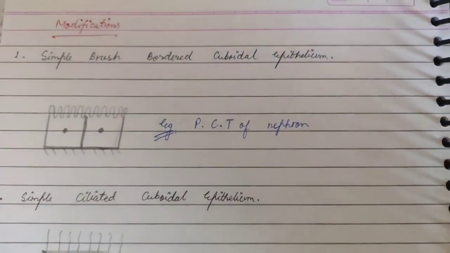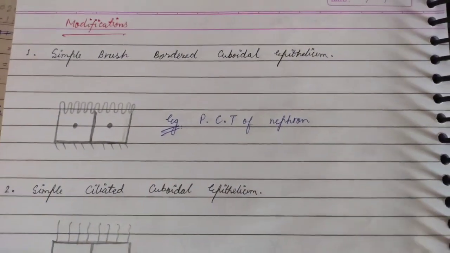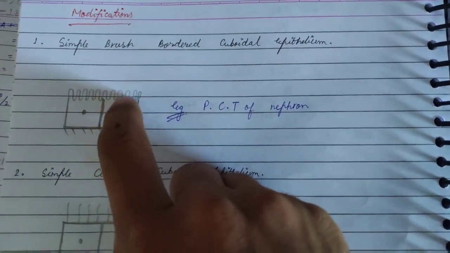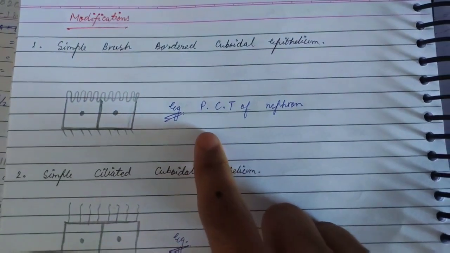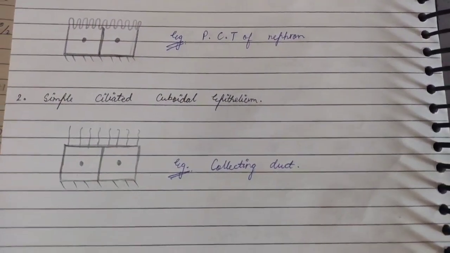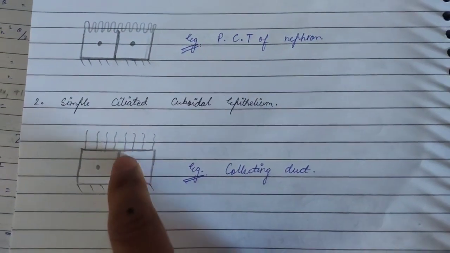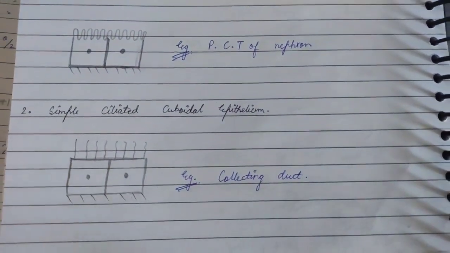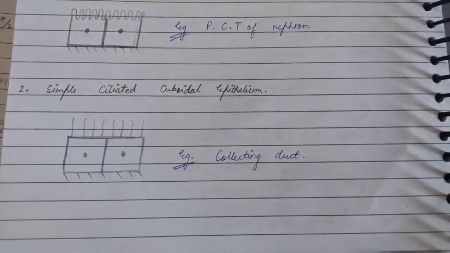Now there are modifications in cuboidal epithelium also. Two modifications are basically there. First, simple brush bordered cuboidal epithelium. Here a brush border is present. It increases the rate of absorption and also the surface area. It is found in the PCT of nephron because from there we have to absorb a lot of things. Second one is simple ciliated cuboidal epithelium. This is cuboidal epithelium and this is cilia. It is found in the collecting duct because cilia help in providing direction, whether upside, downside, anywhere.